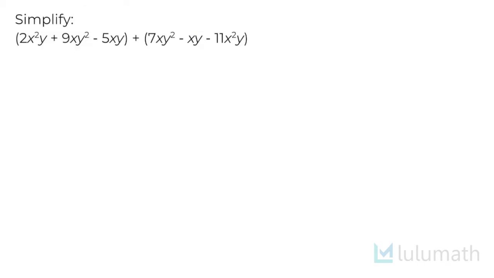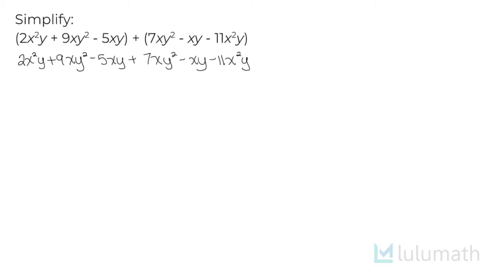Okay, in our next example, again, we have 2 sets of brackets, 2x squared y plus 9xy squared minus 5xy, and then we have 7xy squared minus xy minus 11x squared y. Now, we could distribute the plus sign in front, but distributing won't change anything in our problem here. And it's essentially multiplication by 1, and 1 doesn't change anything at all when we're multiplying. So I'm going to rewrite this without our brackets.